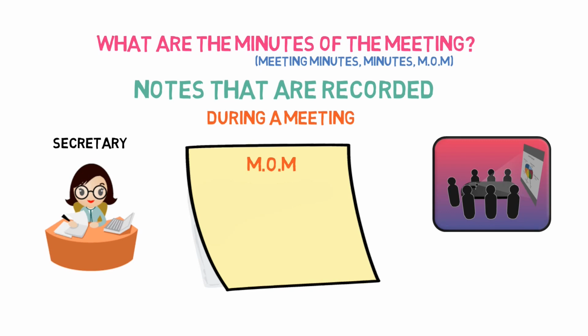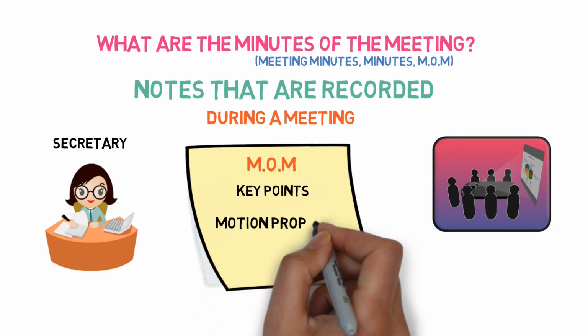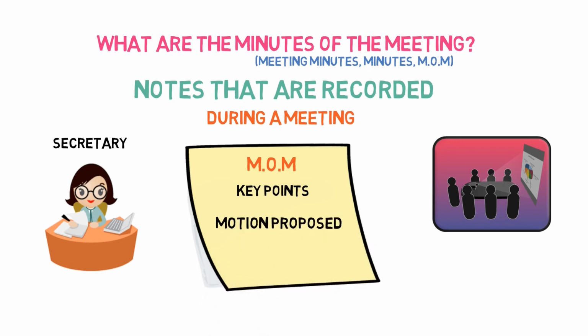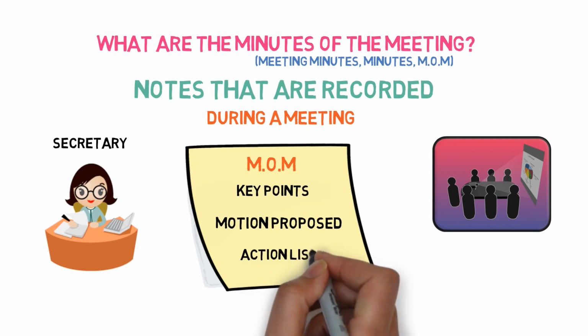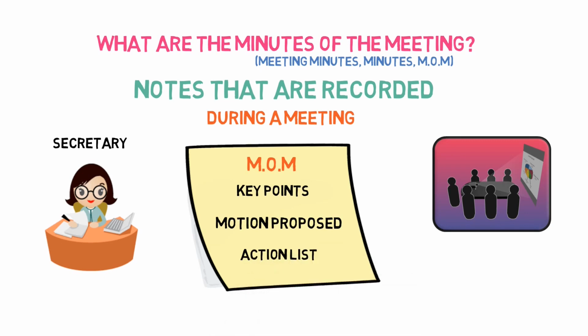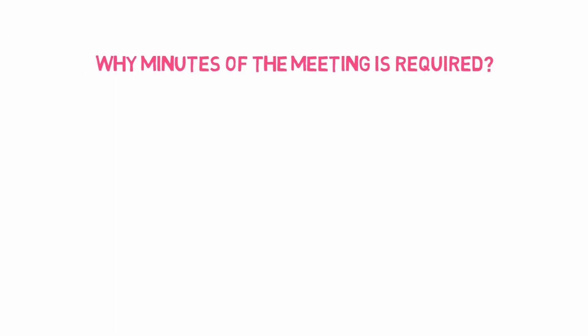These notes contain three important things. Number 1, key points that were discussed during the meeting. Number 2, any motion proposed or voted on by the members. And number 3, action list, which includes task update and new action as per the owner. These notes are then shared with the members who were invited during the meeting and also added in the records for maintaining history. Now there might be a question in your mind why minutes of meeting is required.